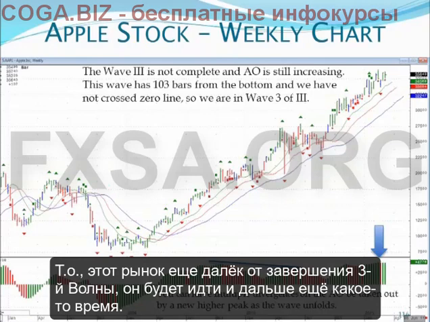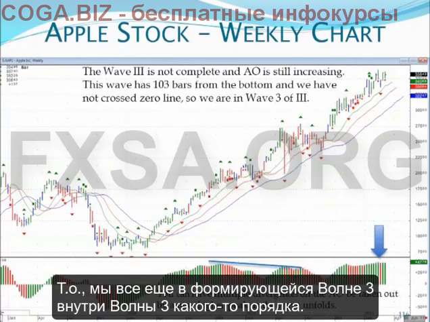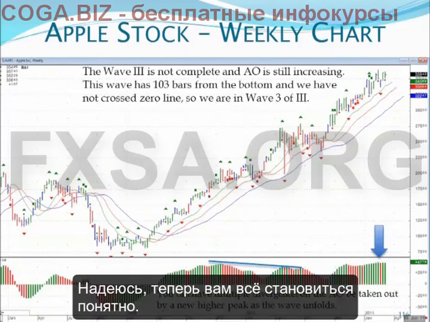It still has a bit of wave to go at this time. The wave 3 is not complete on the AO and still increasing. The wave has 103 bars from the bottom of this wave. It's not crossed the zero line, so we are still in wave 3 or developing wave 3 of some degree. Hopefully this is starting to make sense to you by now.